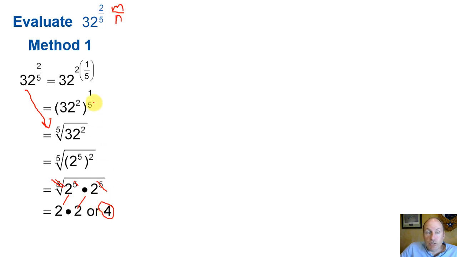It's interesting to note you can also evaluate these on your calculator because these rational exponents work just like regular exponents on your calculator, whatever type of calculator you're using. So let's look at the second method. You might have already realized in the beginning, if you're familiar with your powers of 2, that 32 is equivalent to 2 to the fifth.